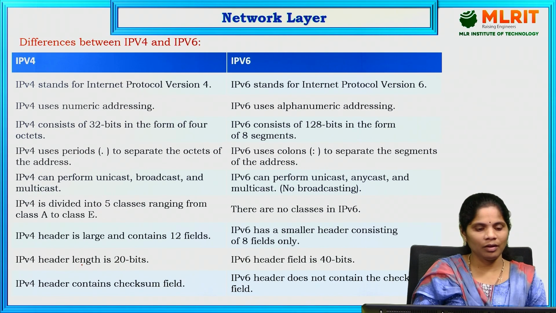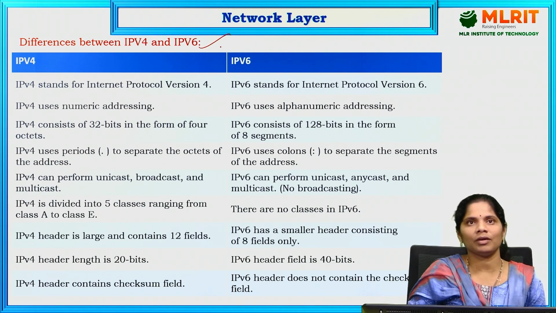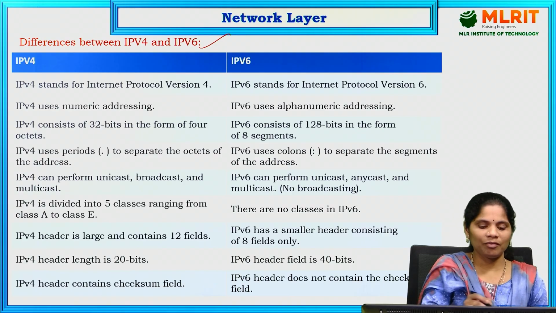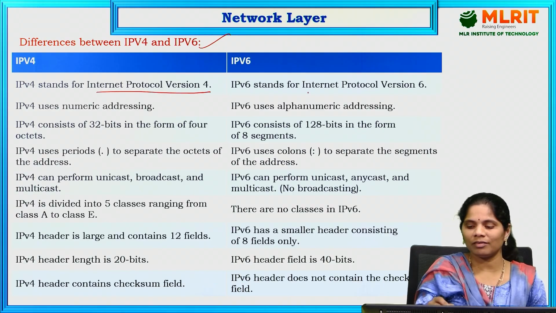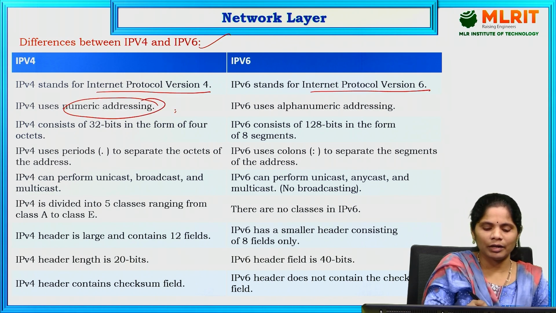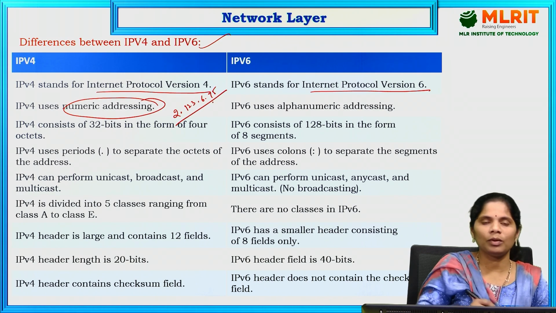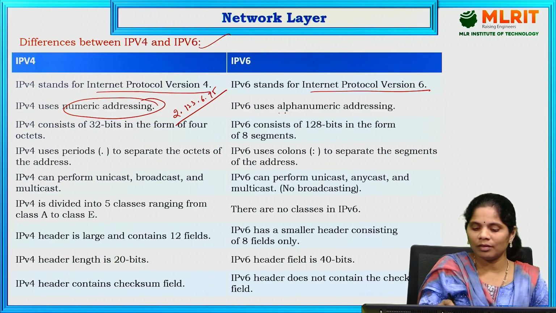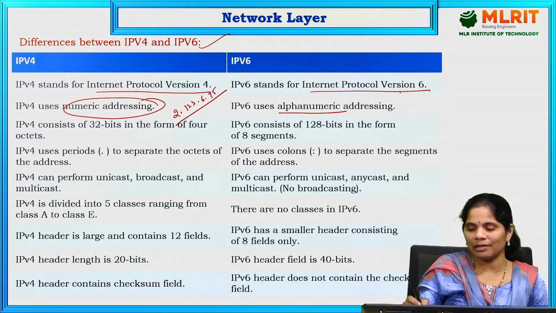And next, we have to see the differences between IPv4 and IPv6. IPv4 stands for Internet Protocol version 4, and IPv6 is Internet Protocol version 6. IPv4 uses a numeric address, whatever address we write, like 2.123.6.75. IPv6 uses alphanumeric addressing, like 7A, 3B, 5C, 1D.